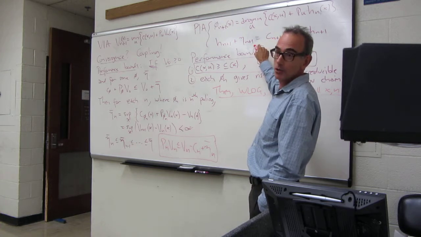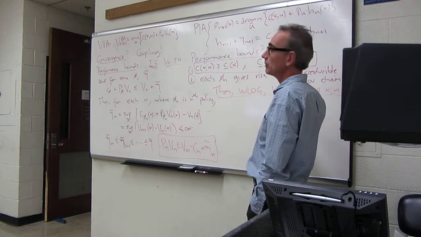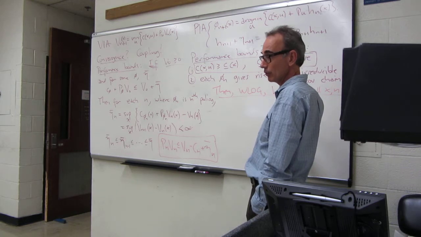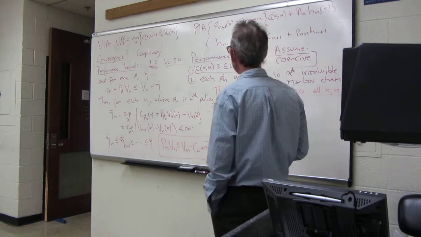Now, there's a mistake in my notes. I forgot to say this, that in order to be able to say anything, I have to assume H is non-negative, which it is. Now, how do I get bounds like this?